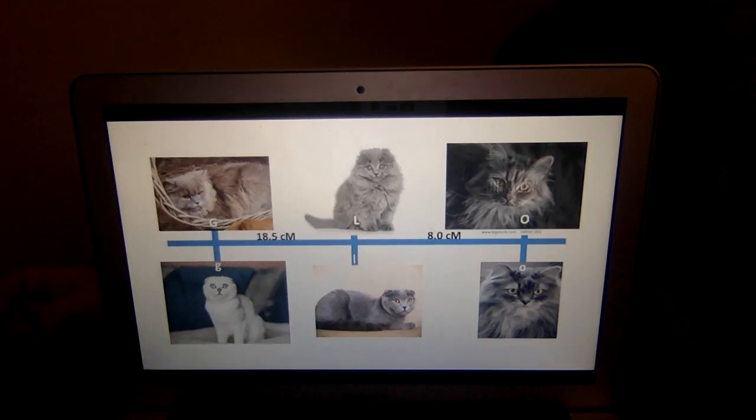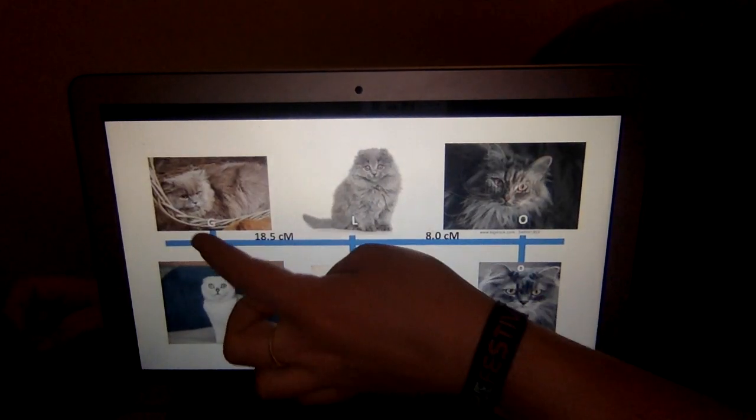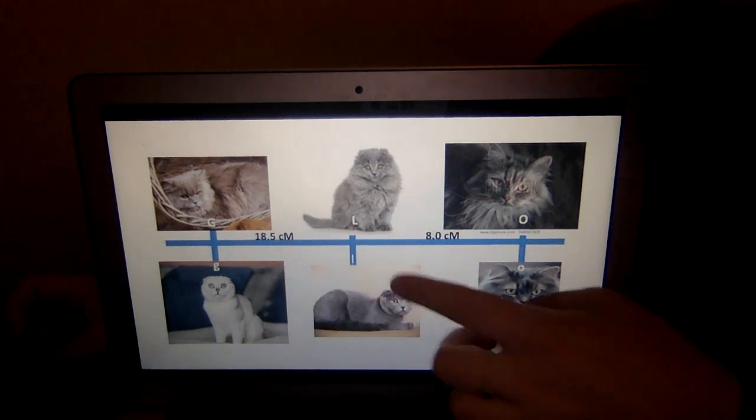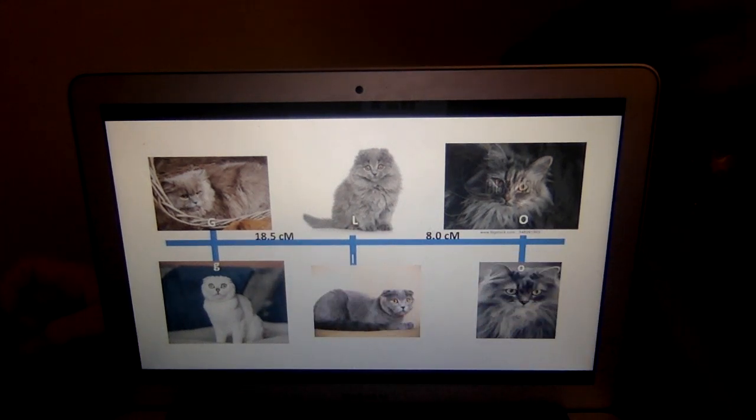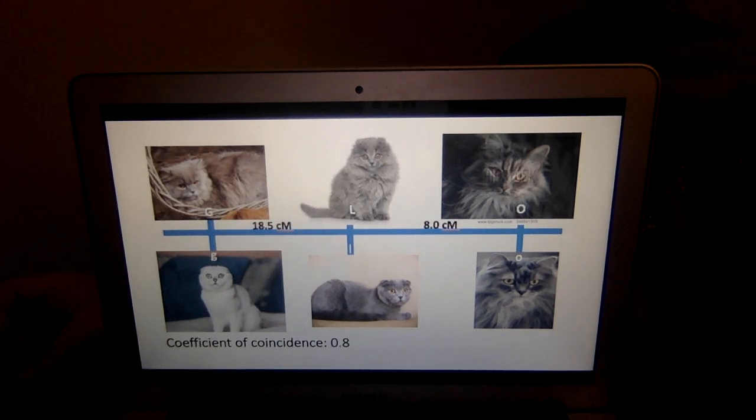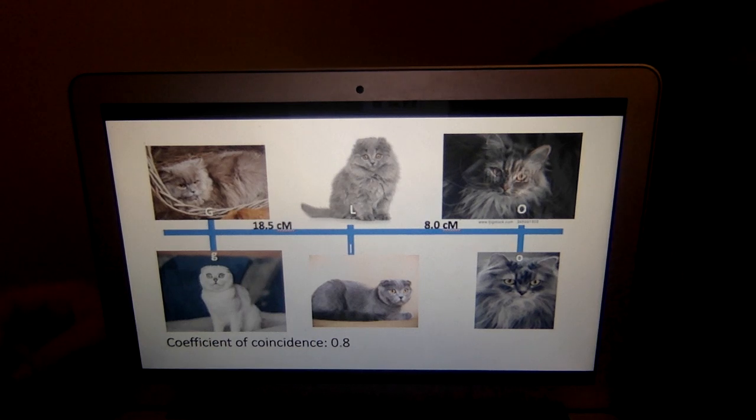So here we have the distance between the G and the L, 18.5 centimorgans, and between the L and O, 8 centimorgans. We would have more recombination in region 1 than region 2 because region 1 has an 18.5% chance of recombination happening, and region 2 has an 8% chance of recombination. So our coefficient of coincidence is 0.8.